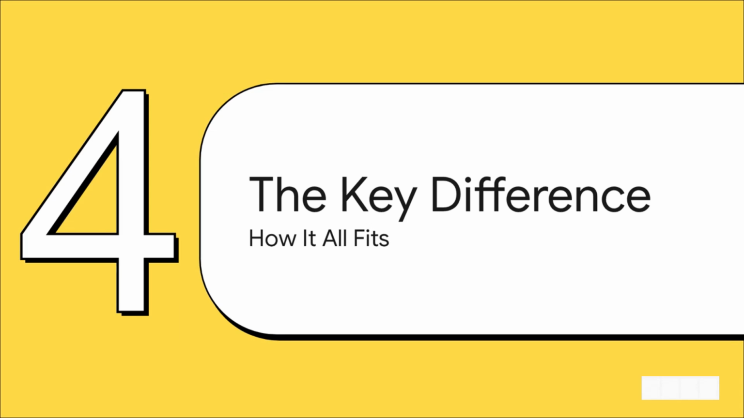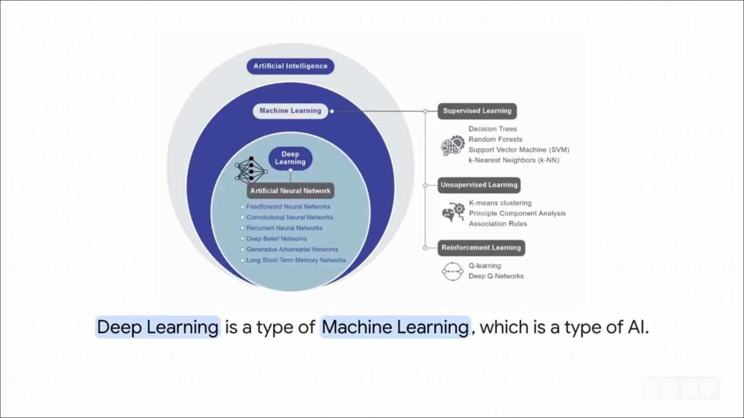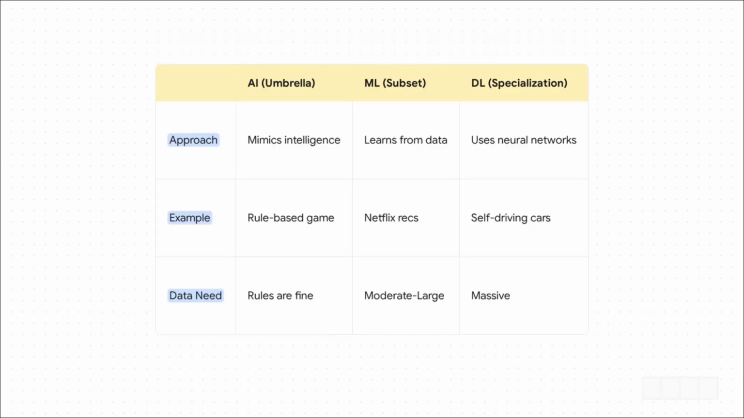Okay, let's put our nesting dolls back together one last time and see how it all clicks into place. So here we are, right back where we started, but hopefully it all makes sense now. Deep learning is a type of machine learning, and machine learning is a type of AI. Just remember this: all deep learning is machine learning, but not all machine learning is deep learning. This table breaks it down perfectly.